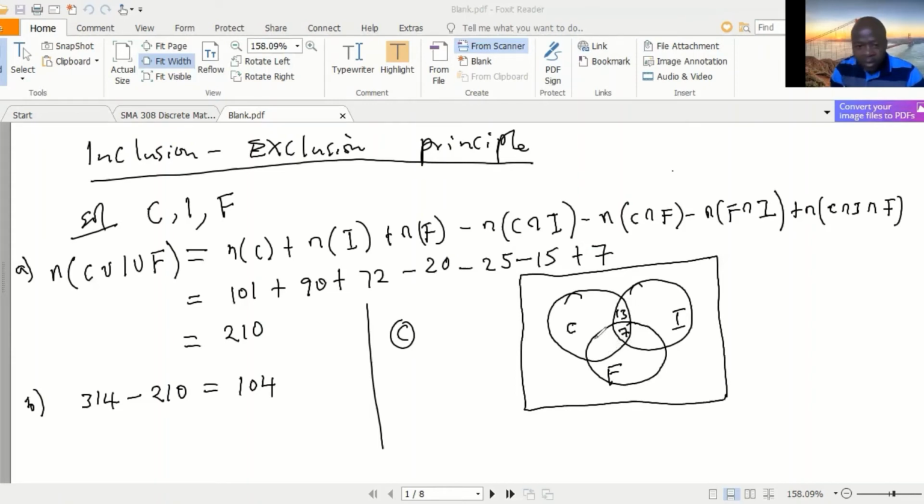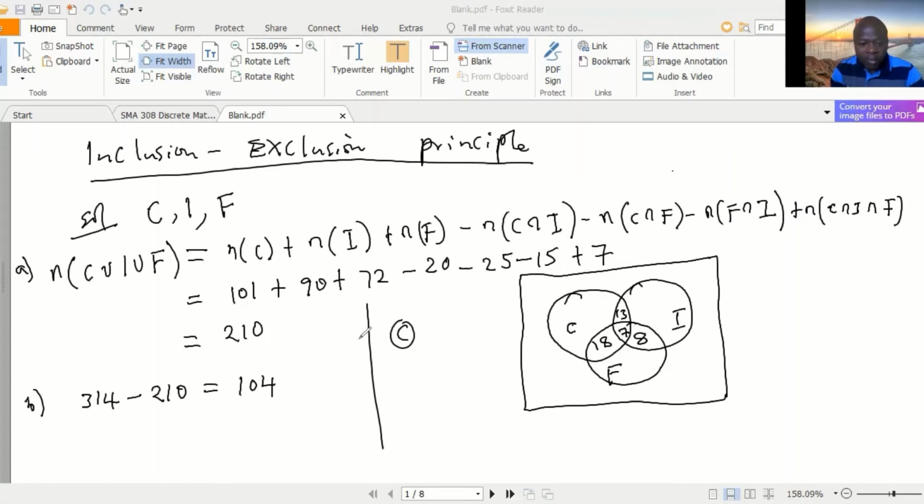Then the question says that we have this 25 who took both car and fees. Car and fees 25. But we already have 7 inside this 25, so that means we're left with 18. And then we have this 15 who took fees and investment. Fees and investment 15. So this intersection must be 15, but we already have 7 in it, so we are left with 8.